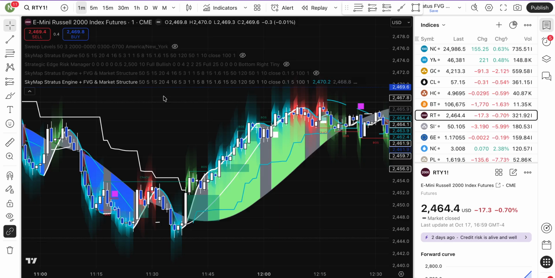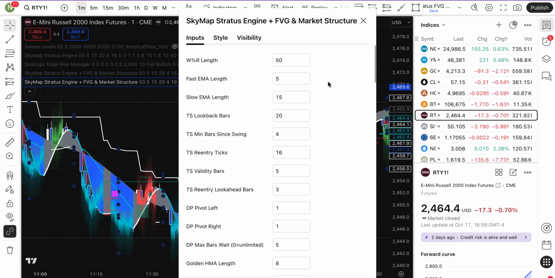Real quick, I just want to go over the back end settings panel for the Stratus engine. So hop into that from your little gear wheel here.